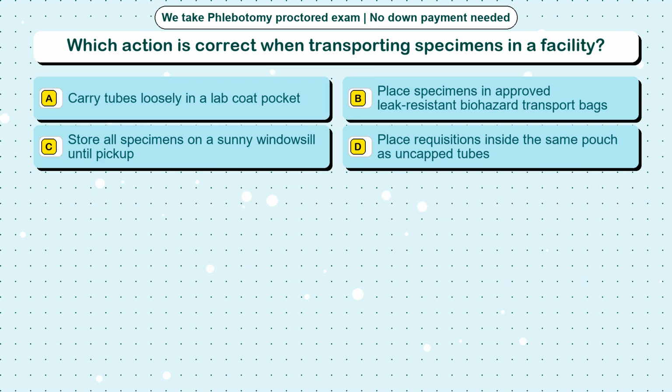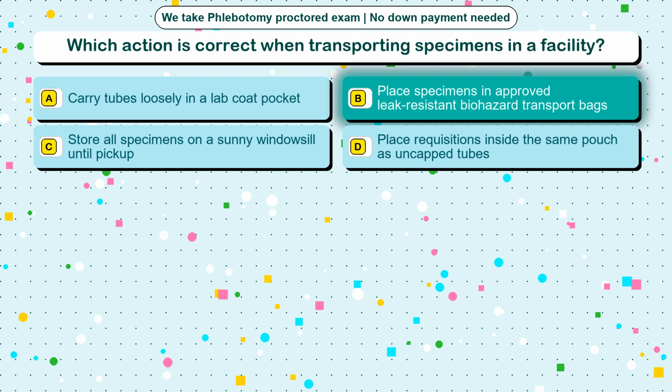Question 94. Which action is correct when transporting specimens in a facility? Option A. Carry tubes loosely in a lab coat pocket. Option B. Place specimens in approved leak-resistant biohazard transport bags. Option C. Store all specimens on a sunny windowsill until pickup. Option D. Place requisitions inside the same pouch as uncapped tubes.